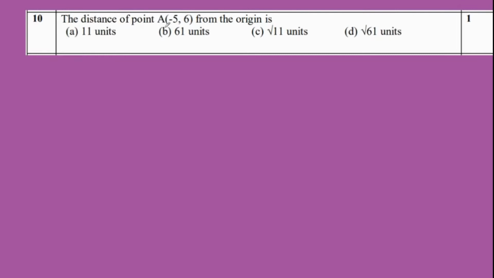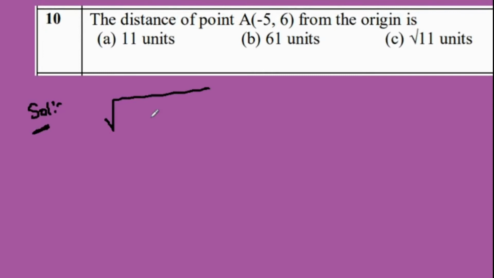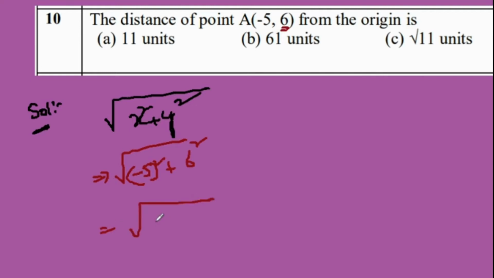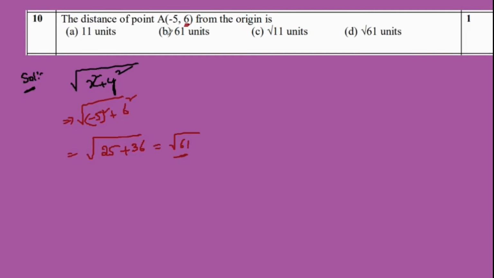Tenth question, the distance of point A (minus 5, 6) from the origin is. We know the distance of any point from the origin is root over x square plus y square. So we will represent x with minus 5, so minus 5 square, and y is given as 6, so 6 square. Minus 5 square value will be 25, minus 5 into minus 5 is plus 25, 6 square is 36. 36 plus 25 will be root 61. Correct option for the 10th question is B.